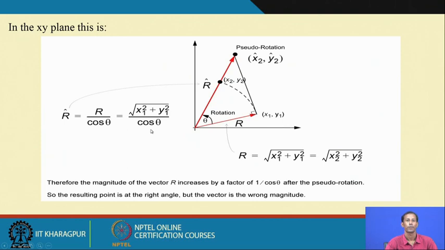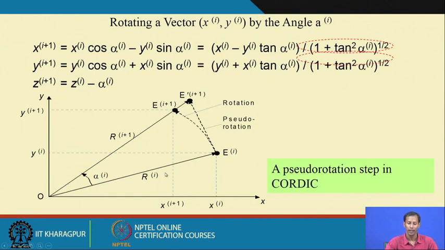Okay. So the corresponding values are x 1 square plus y 1 square, and this r cap value, because of this pseudo rotation, is now the square root of x 1 square plus y 1 square divided by cos theta. So here, because of this increase, the vector r has been increased by the factor of 1 by cos theta. Okay.